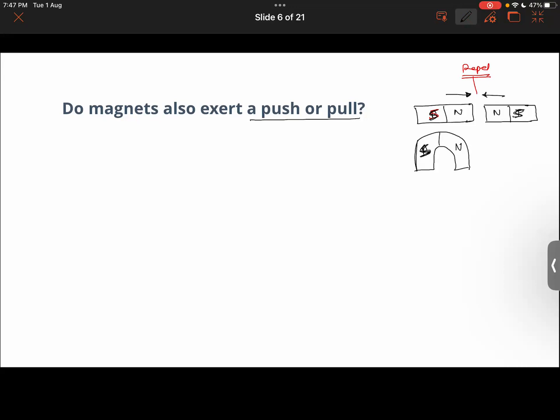In the case of magnets, the type of force acting is called magnetic force. And like poles repel, while unlike poles attract.